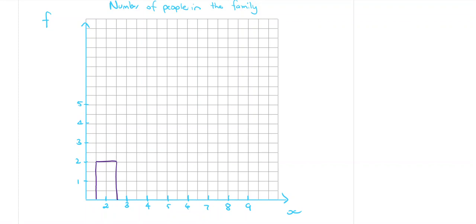So for 3, we have a frequency of 4. 4 has a frequency of 4. 5 has a frequency of 4. 6 has a frequency of 5. 7 has a frequency of 2. And 8 has a frequency of 3.